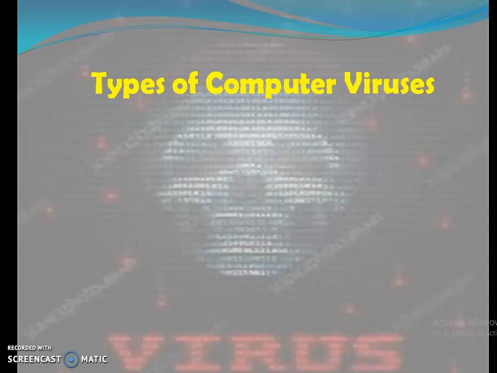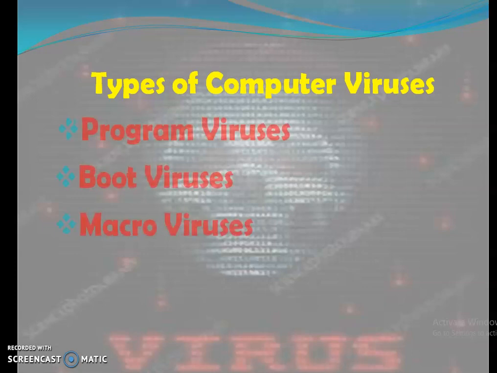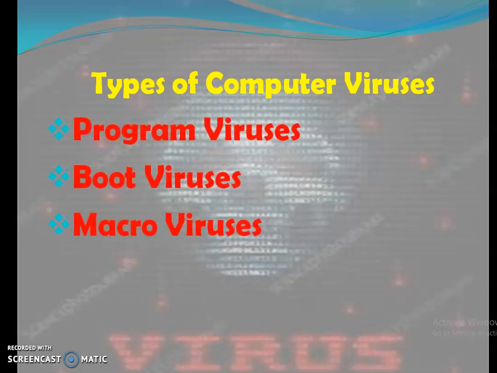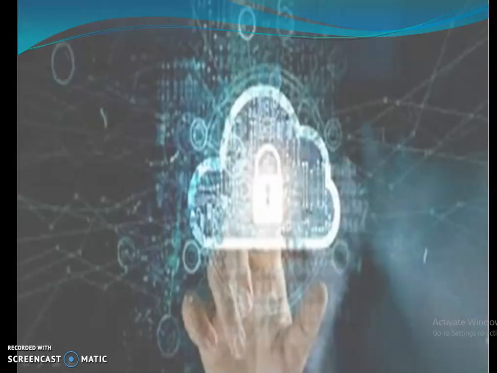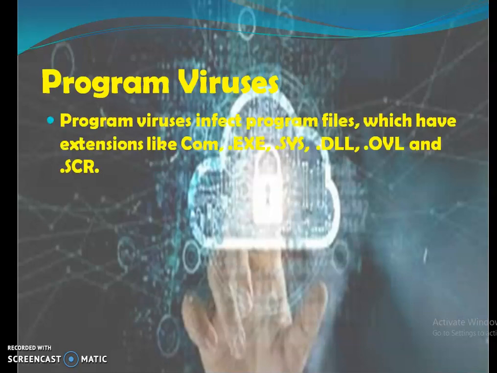Moving on to types of computer virus. Computer viruses can be categorized in different ways. One of them is by their infection targets. If we group viruses by their target, we can divide viruses into the following categories: program viruses, boot viruses, and macro viruses.